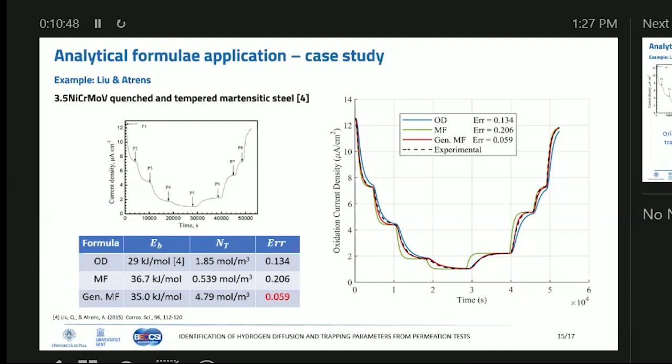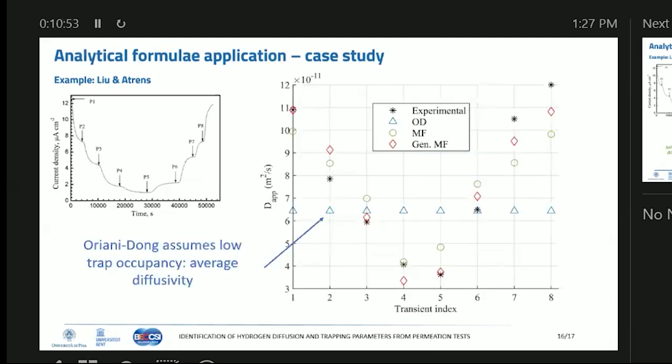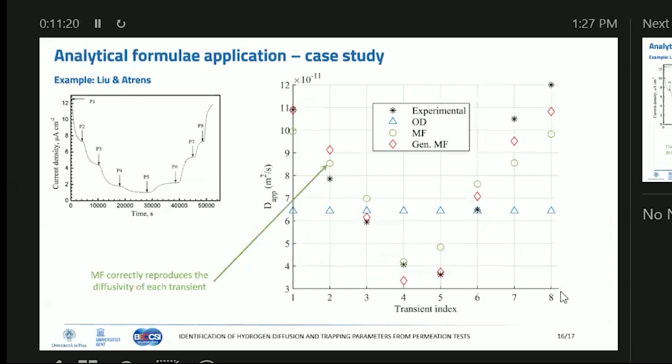But why is this? This is the most interesting thing, according to me. Here in the graph, I quickly show the transient index: transient 1, 2, 3. Black points are the experimental apparent diffusivity. And by using the best fit parameters, I here show what the three formulae would predict. Oriani assumes low trap occupancy. It has no way to distinguish this and this transient, so it just predicts the average. That's the problem. Whereas the old McCabe-Foster, that was used by Diaz, and they said you should not use it, correctly reproduces the apparent value.